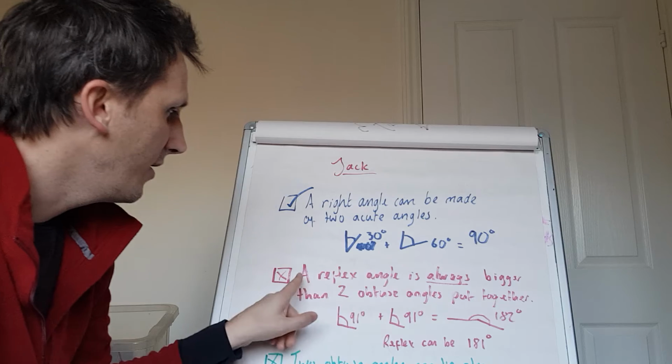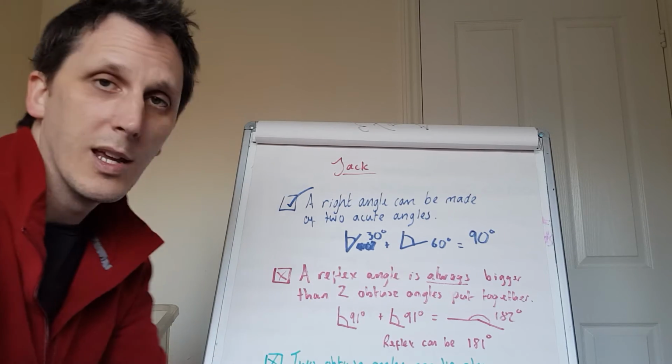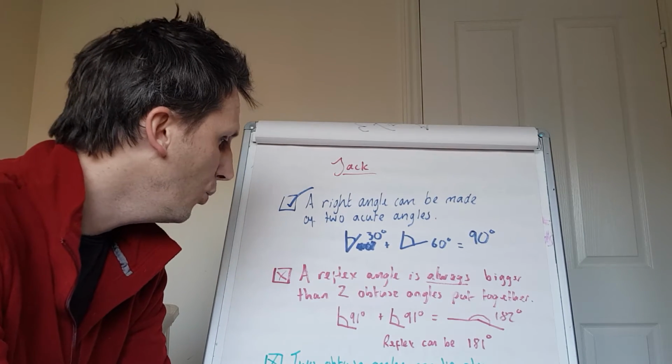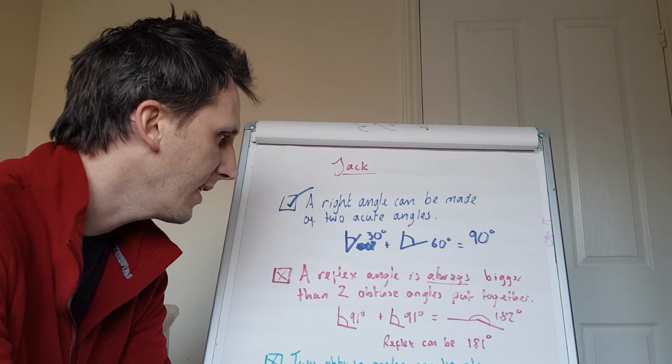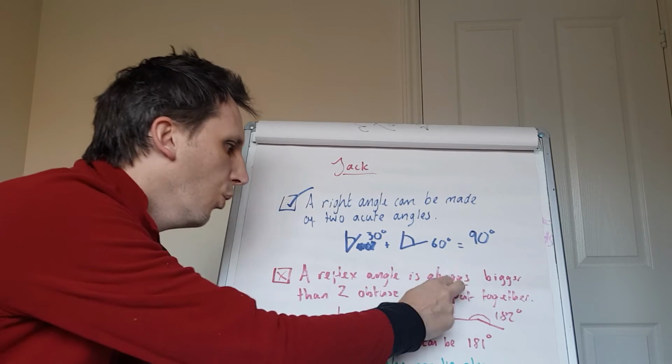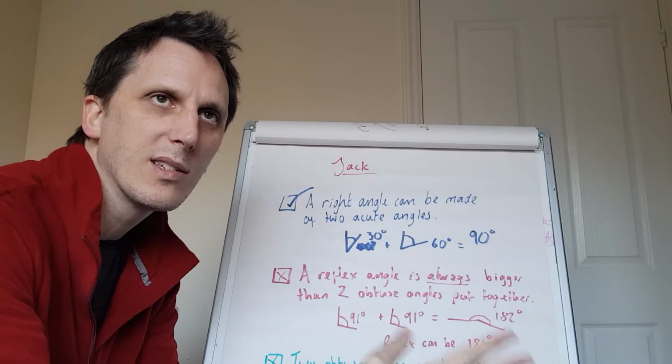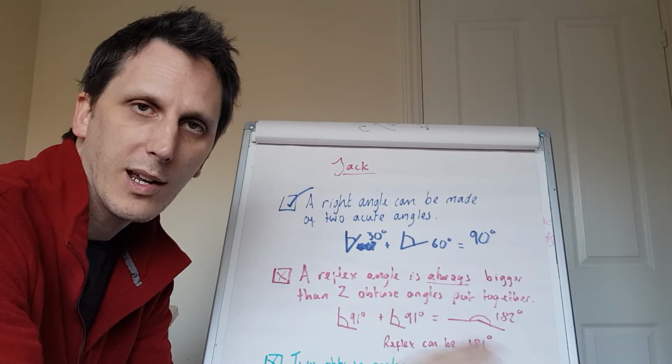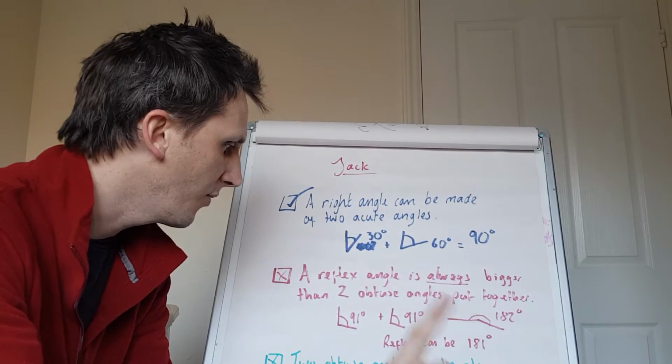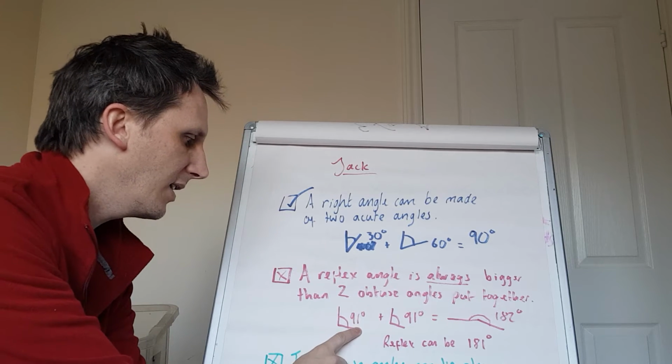Next up, I think this is probably the hardest one. A reflex angle is always bigger than 2 obtuse angles put together. And they've said it's always bigger. So if I can find one example where it's not bigger, then I can say that this is not true. So I've just got to find one example. And that's what I've done here.